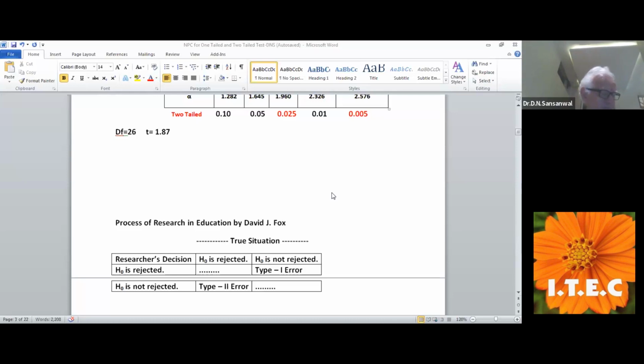Let me see which participant can answer this question. Yes, Patnaik, your answer is correct. It is type 1 error. Sapna, your answer is correct. It is type 1 error. Any other participant like to answer?